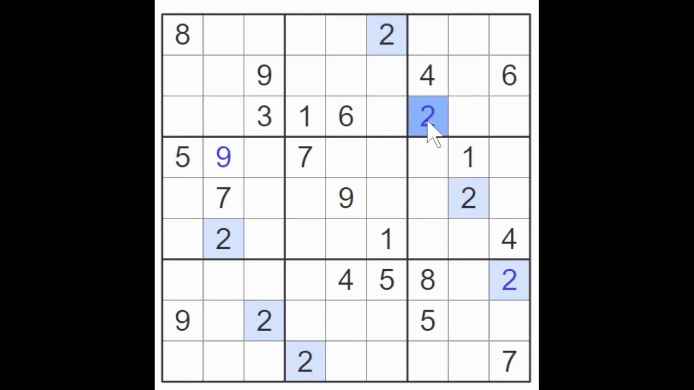Now the 2 here and here blocking these cells. The 2 here blocks this cell, making this a 2. Do we have all the 2's? Not yet. 2 here blocks these cells. The 2 here blocks these, and the 2 blocks these. And now I think we have the 2's.